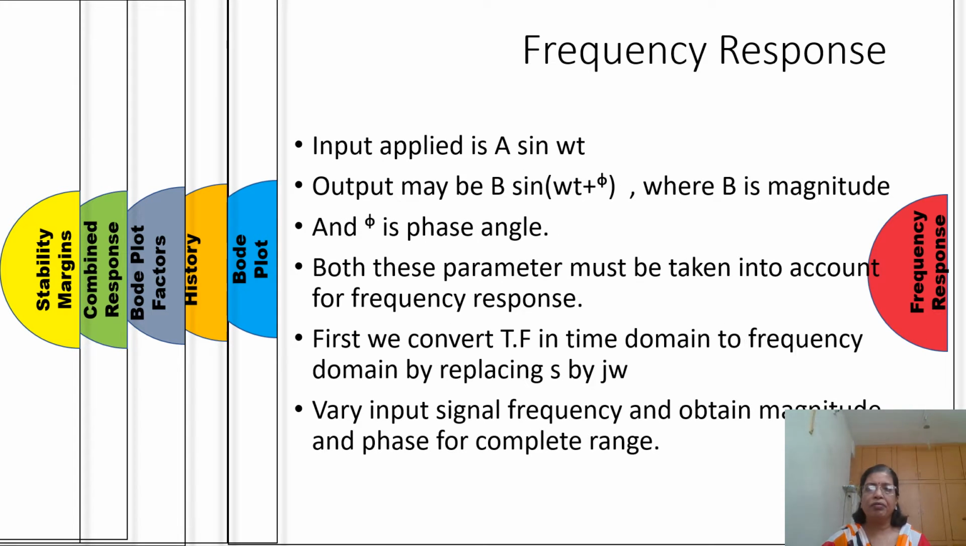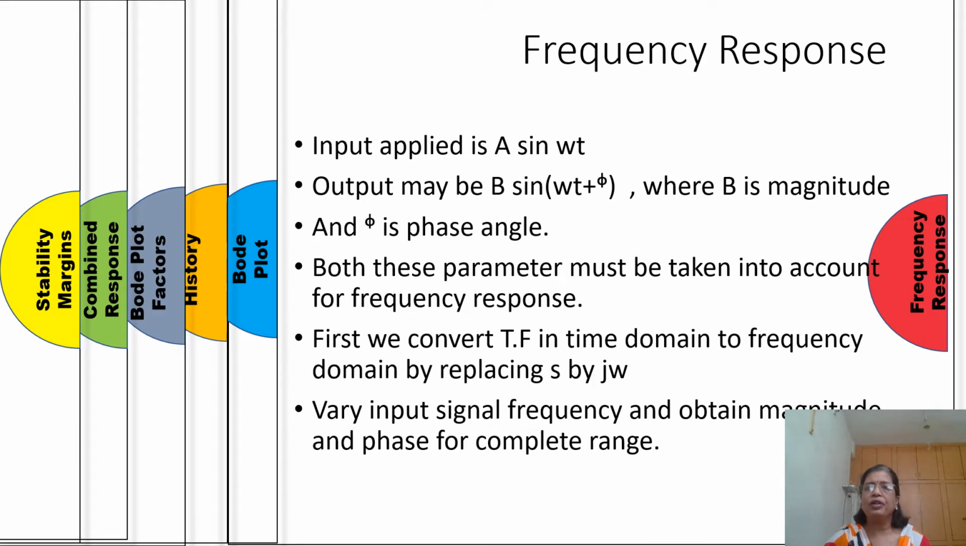Now, in case of a sinusoidal input of the nature A sine of omega t, the output may be equal to B sine of omega t plus phi, where B is the magnitude of the output and phi is the phase angle. Both these parameters must be taken into account by finding out the response, that is the frequency response.